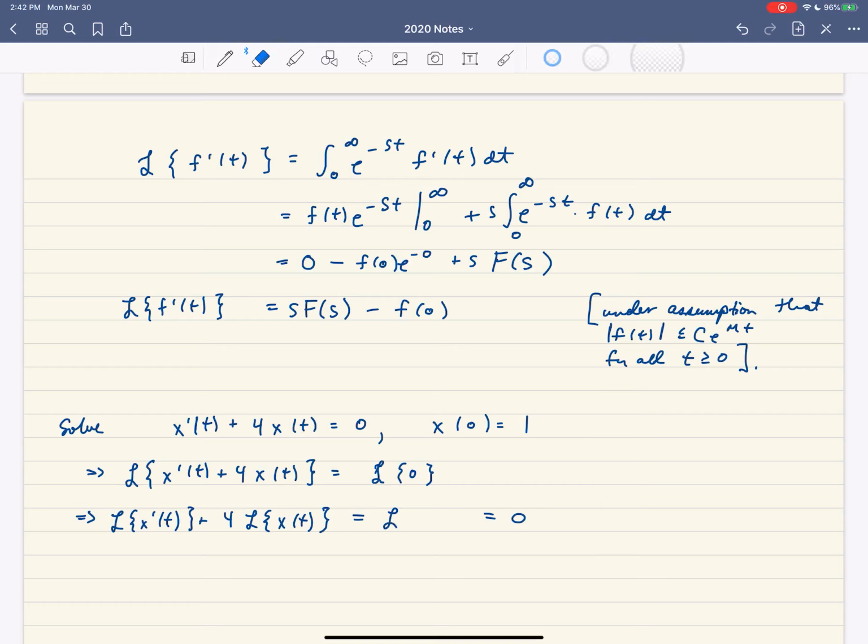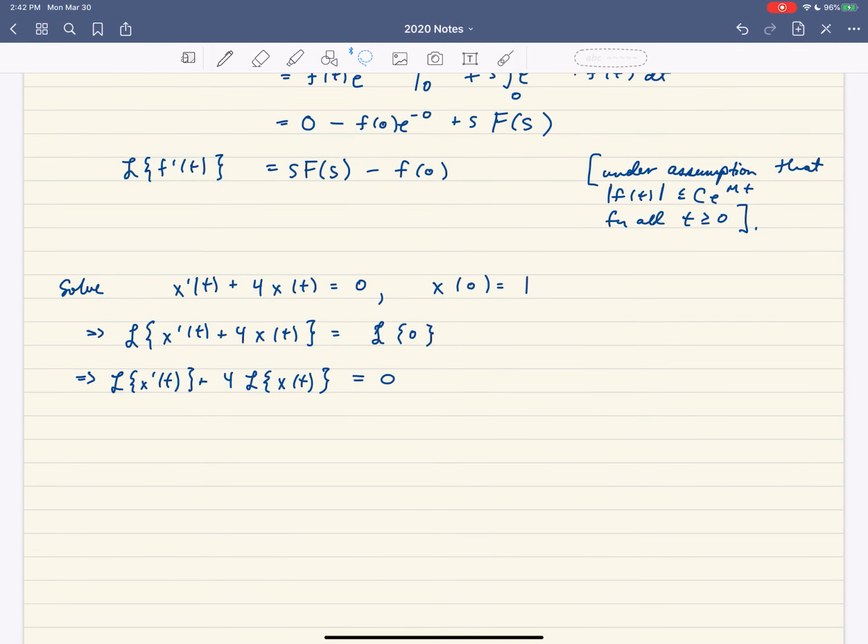Okay, and so that's going to be equal to 0. So let's move that 0 over. And what we can do now is use what we know. We know that the Laplace transform of a derivative, so now I'm just going to use this formula that we just developed here. The Laplace transform of x prime is going to be s times capital X of s. Remember that if little f is the input, capital X is the output, minus little x of 0 plus 4 times capital X of s equals 0.